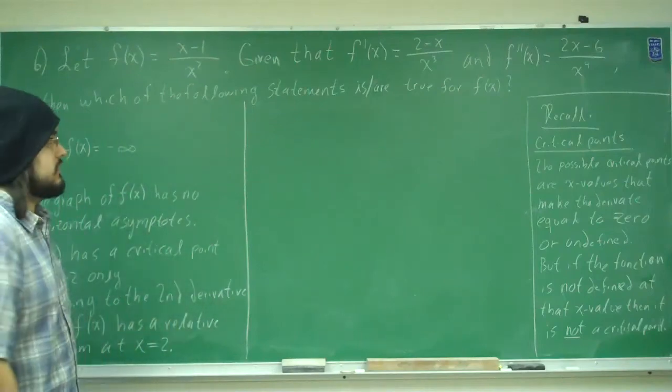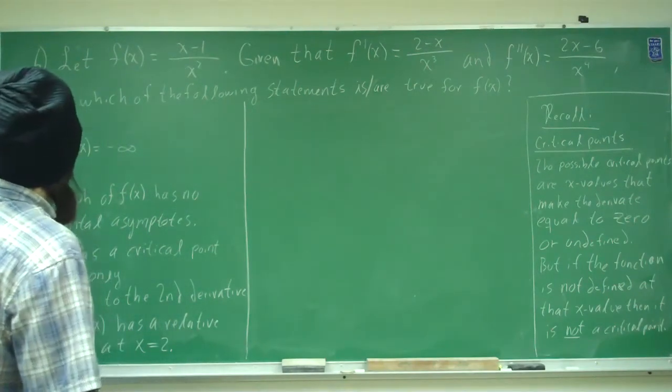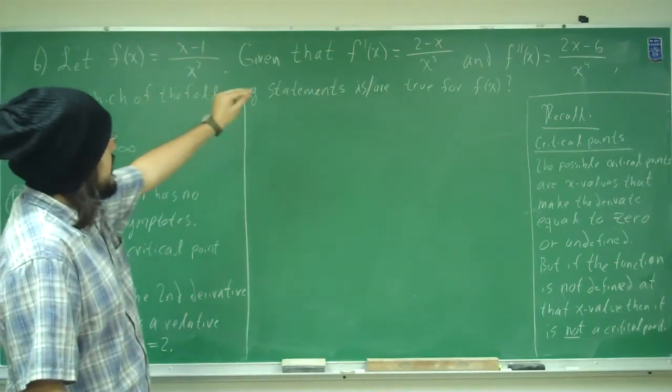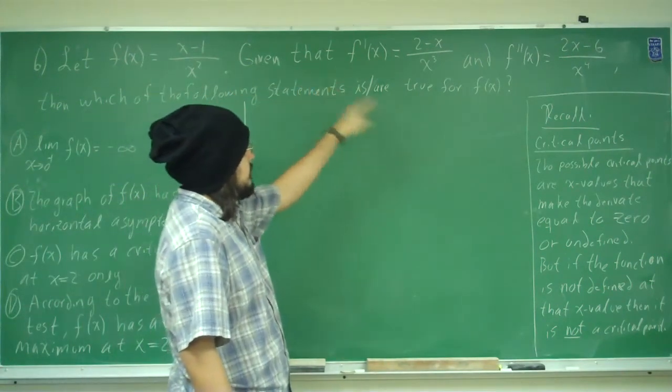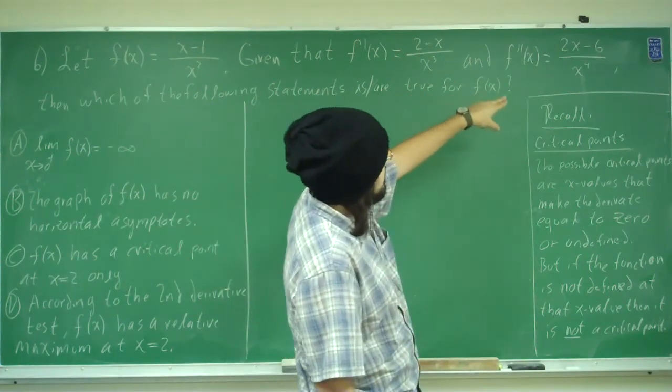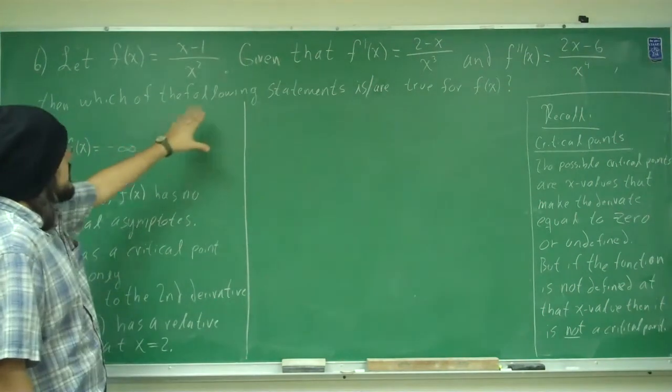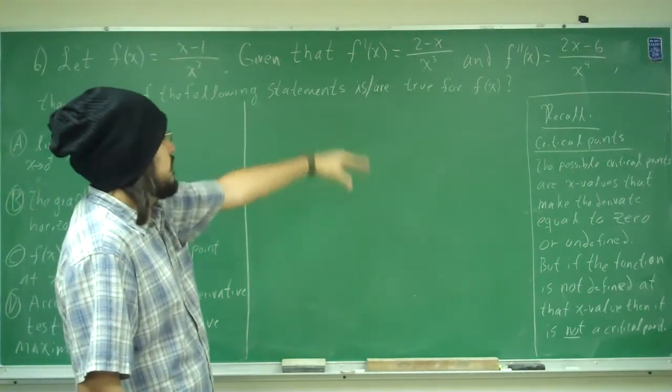Now we're doing problem 6. Problem 6 reads: let f of x equal (x minus 1) divided by x squared, given that f prime of x equals (2 minus x) divided by x cubed, and f double prime of x equals (2x minus x) divided by x to the fourth. Then which of the following statements is or are true for f of x?